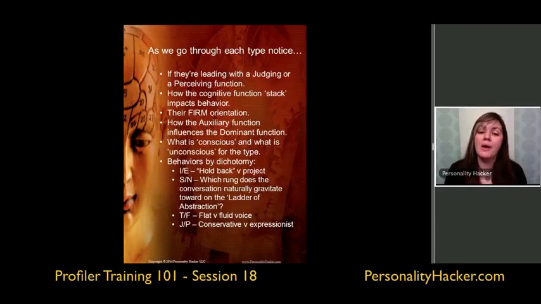I want you to look for how the auxiliary function influences the dominant function. There are going to be personality types that share the same dominant process, the same driver, but the co-pilot is different. So how does that change the orientation of the type? How does it change how it shows up?